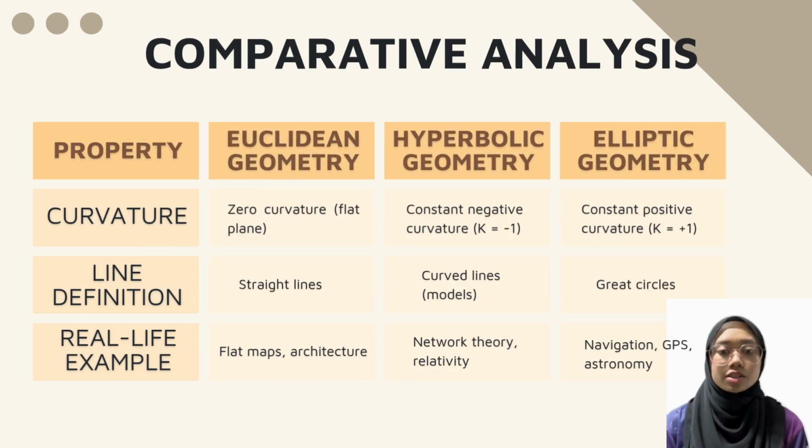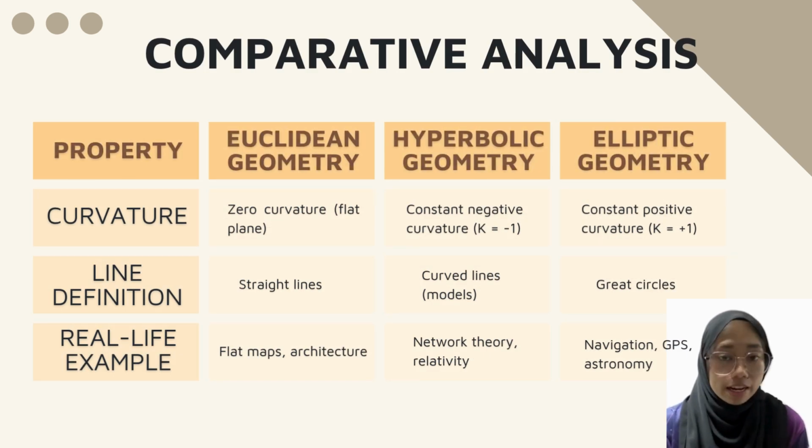Next property is curvature. Euclidean geometry is flat with zero curvature. Hyperbolic geometry has negative curvature, often modeled like a saddle surface. Elliptic geometry has positive curvature, similar to a globe.